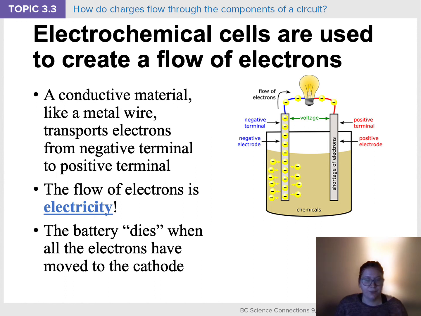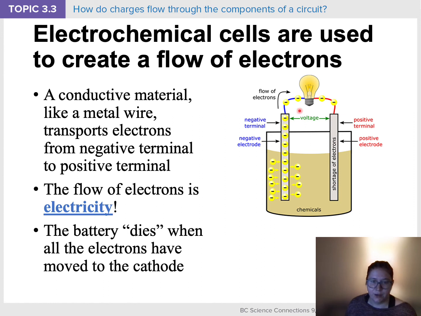So this slide really tells us why this matters. Electrochemical cells or batteries are used to create a flow of electrons, and that's electricity. So when you have a conductive material like a metal wire, it can transport electrons from the negative terminal to the positive terminal. And this flow of electrons is electricity, and we can use electricity to do things we need, like turning on a light or running a heater.